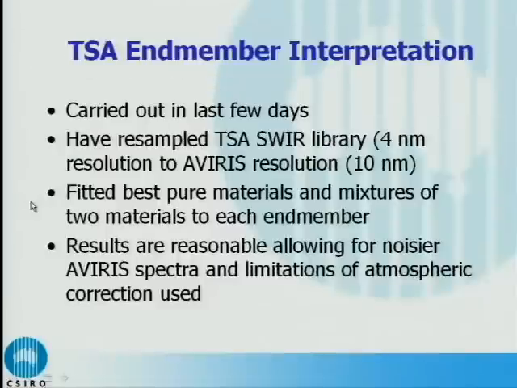So what I've done is I've resampled the Spectral Assistant SWIR library from 4 nanometers to 10 nanometers. Not just subsampling; I know the approximate shape of the filter function. It's a Gaussian shape, and I know the width. You can find that on the website. And I fed the best pure materials and mixes of 2 materials to each endmember. The results are reasonable, allowing for noisier average spectra and limitations of the atmospheric correction used.